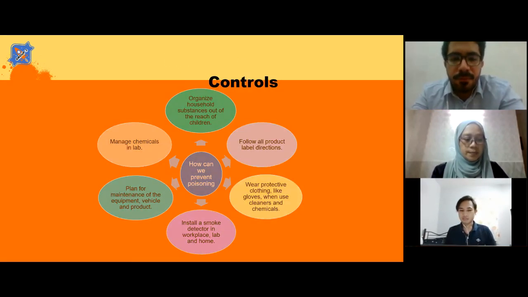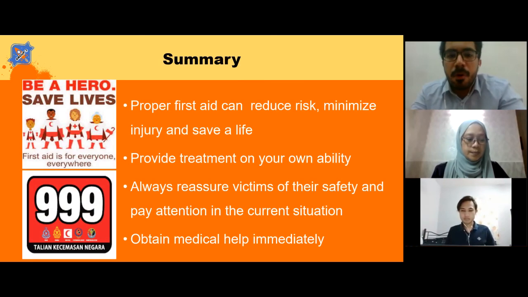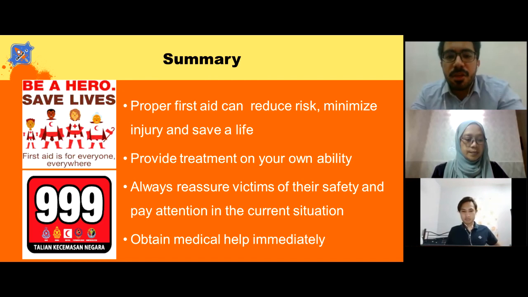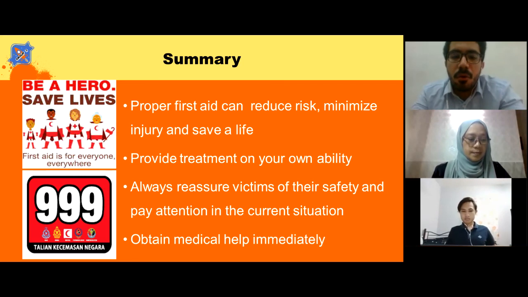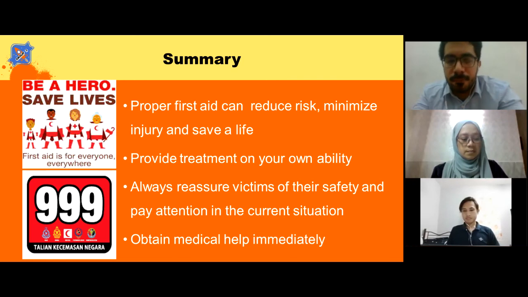For summary, proper first aid can reduce risk and also minimize injury and save a life. Provide treatment within your own ability. Always reassure victims of their safety and pay attention to the current situation. And finally, obtain medical help immediately. And that's all for us.